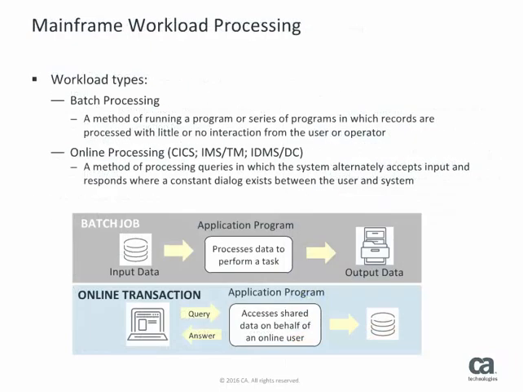Mainframe workloads are divided into two categories. Batch processing is the method where a program or series of programs process a number of records as a batch, with little or no interaction from either the user or the operators. Online transaction processing is when the system interacts with the user. For example, when you purchase an airline ticket or withdraw money from an ATM.